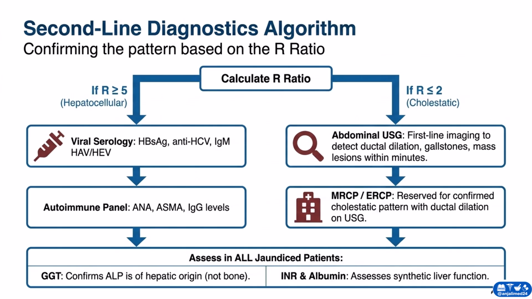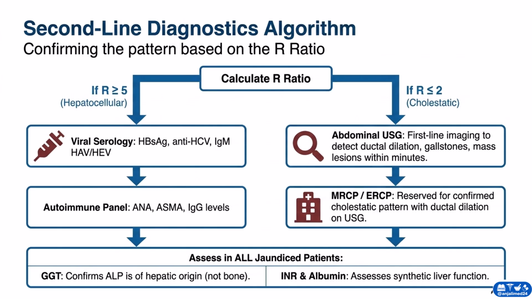On the other hand, if the R ratio is 2 or less, the pattern is cholestatic. Here, first line investigation is an abdominal ultrasound. It is quick, inexpensive, and highly effective for detecting bile duct dilation, gallstones, or masses causing the obstruction. If the ultrasound confirms biliary obstruction or shows dilated ducts, the next step is MRCP for detailed biliary imaging or ERCP, which can both diagnose and treat certain obstructive lesions.